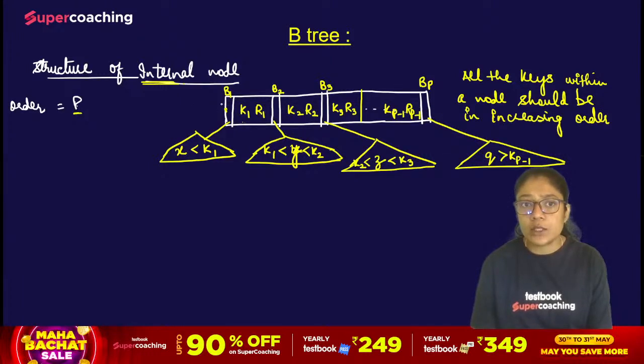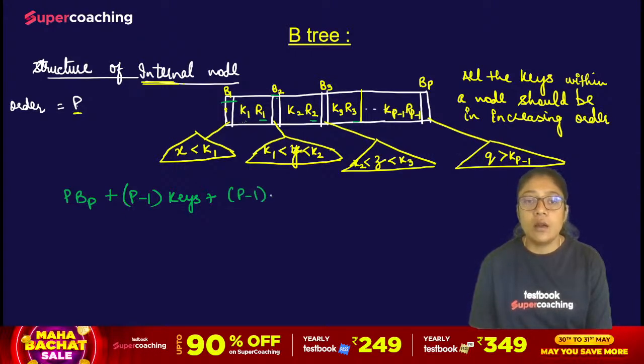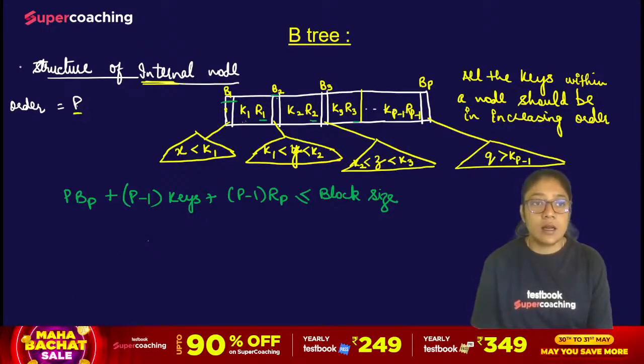So in a block, what are we storing? We are storing P block pointers, going from 1 to P. Along with this, we have P minus 1 keys. And we also have the record pointers. How many record pointers? P minus 1 record pointers. And this should be less than or equal to the block size because it should fit in one block. This is the formula for the internal node. Make sense? At least 50% occupancy should be ensured. That is another important point.